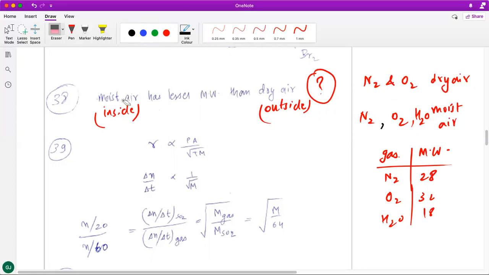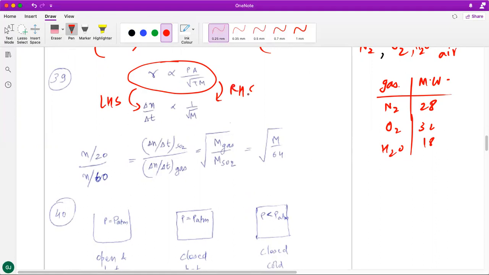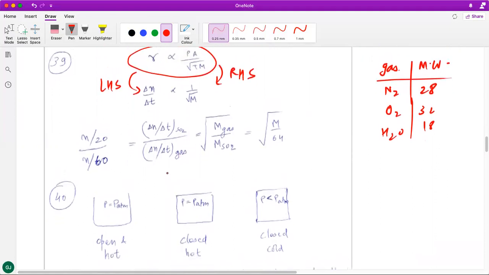So that is why the moist air is lighter than the dry air. It has lesser molecular weight, so it will travel faster, and as a result, the balloon will shrink. Then the 39th question is a straightforward question, something that we did in the class. We again start with the general expression. We interpret the left-hand side, and then we simplify the right-hand side, and then substitute the values.